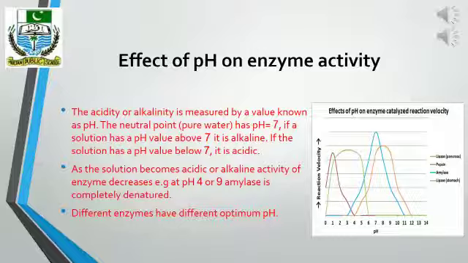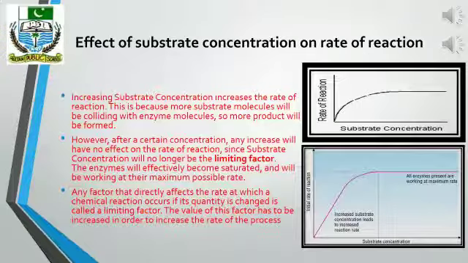Just like temperature, different enzymes have different optimum pH also. You can also see in this graph, which is showing that different enzymes have different optimum pH, and at that optimum pH, that enzyme is most active. We have discussed the effect of temperature and pH on the activity of an enzyme.